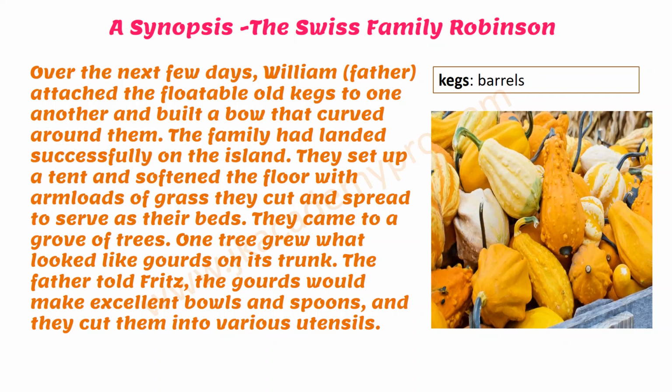The father told Fritz the gourds would make excellent bowls and spoons, and they cut them into various utensils. So father was very intelligent, and he could judge things, he could make use of things with different items that he saw. As soon as he saw these vegetables, the gourds, he said, yes, we can make bowls, because everything they couldn't bring from the ship. Certain things only they brought, only that which is required. So they could not bring bowls and spoons. So he said, yes, we can make bowls and spoons out of this, and we can make different types of utensils also from this vegetable.